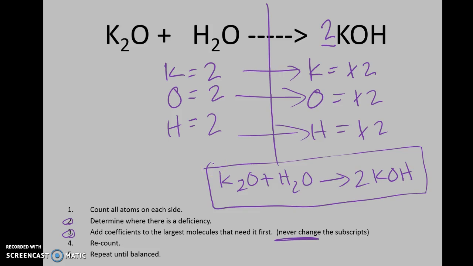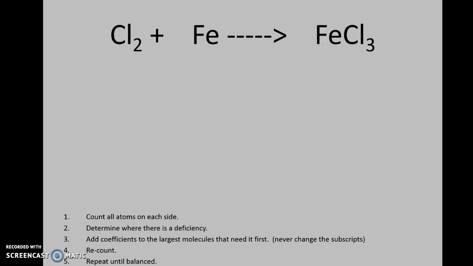We're going to go ahead and try one more. Let's go ahead and skip to the next slide. So we're going to follow the exact same process again. First, I'm going to draw a line down the middle to separate them. I'm going to start on step 1 here, counting all the atoms. We have a chlorine atom, and we have 2 of them actually, because this is a chlorine molecule. So 2 chlorine atoms. Then we have an iron atom, Fe, and we have 1 of those.